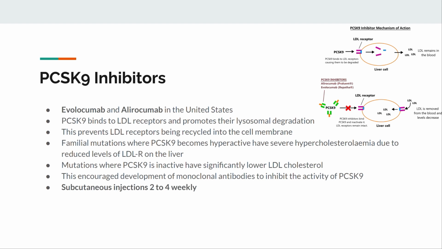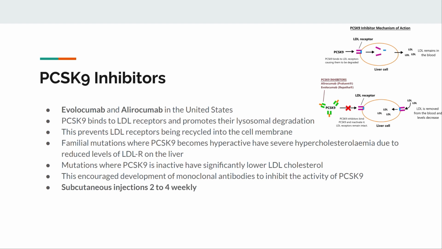The LDL receptor is the receptor that binds to LDL and lets it be taken up into the liver cell. And then that LDL receptor gets put back into the cell membrane, recycled. But if that LDL receptor gets bound to PCSK9, it won't be recycled, it will instead be targeted for lysosomal destruction. So in people that have hyperactive PCSK9 from a mutation, they have reduced levels of the LDL receptor on their liver, and so they get high cholesterol.